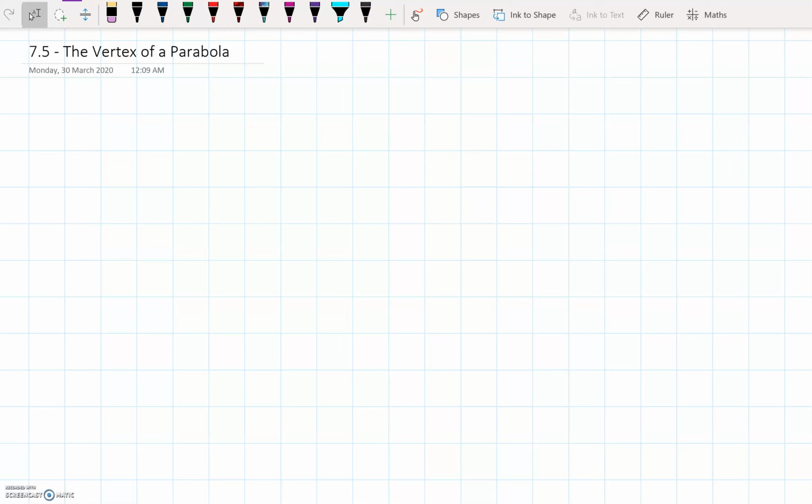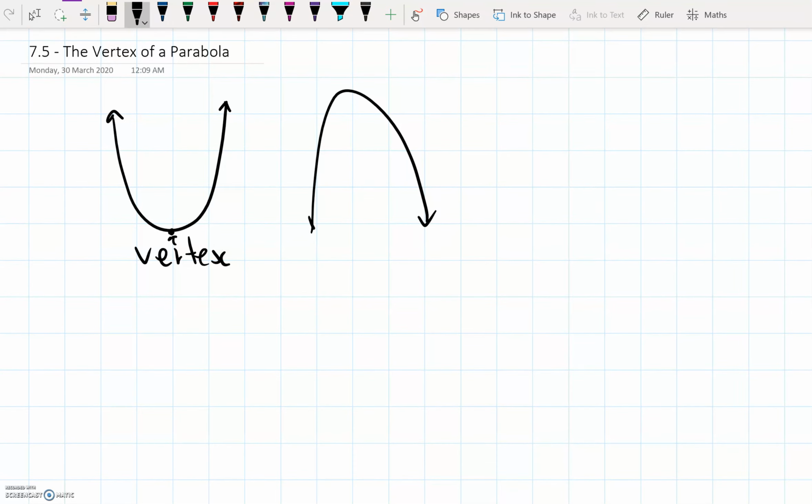Okay guys, so what we're going to look at now is the vertex of a parabola. You might remember that that refers to either the lowest point of a parabola, this is the vertex, or the highest point of a parabola, this is also called the vertex.